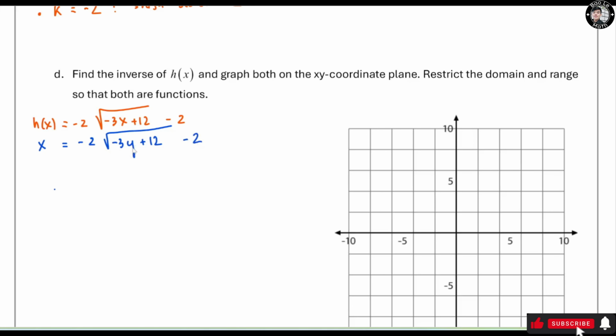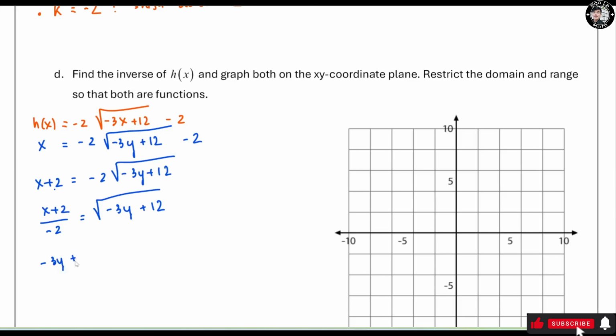Alright, now we just isolate y, right? So we're going to add 2 to both sides. It's going to be s plus 2 equals -2 square root of (-3y plus 12). Divide both sides by -2, so it could be (s plus 2) over -2, right? Equals the square root of (-3y plus 12). Square both sides, so it's going to be -3y plus 12 equals ((s plus 2) over -2) all squared, right?